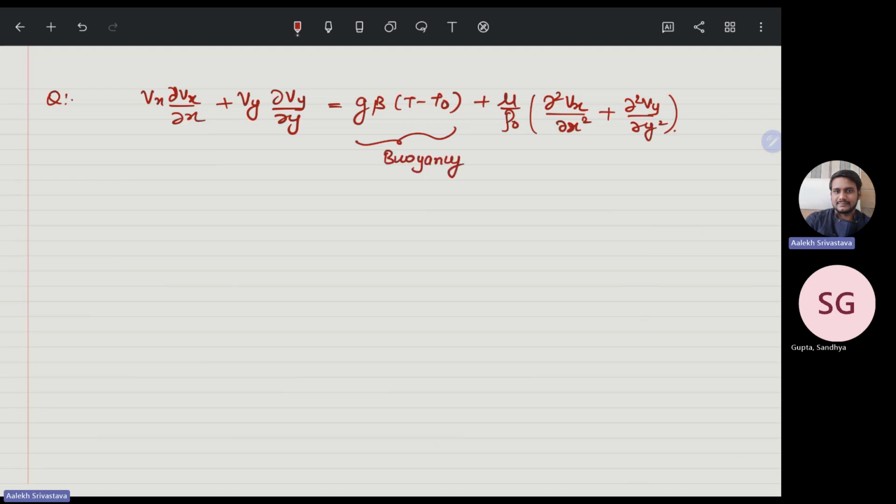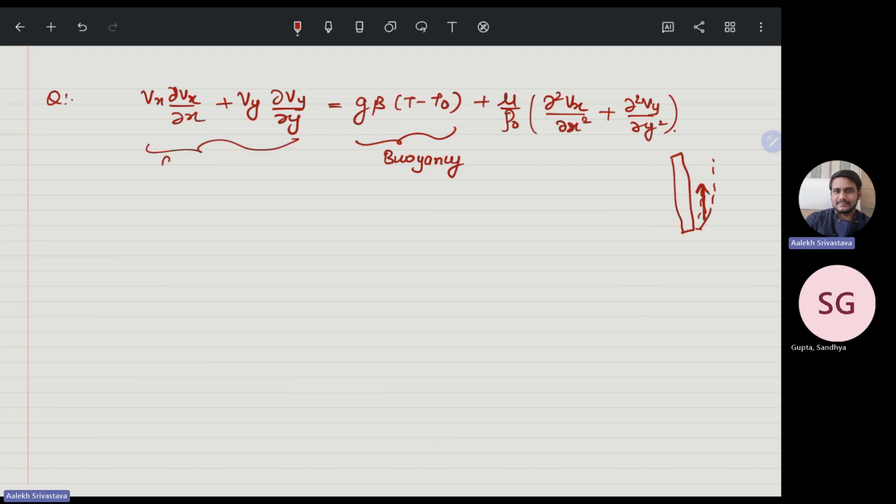So what is free convection? When you have a heated plate, the heat will induce the air to have a velocity at the top. Therefore, you will get a velocity not from any external means, but because of the density difference that will create the velocity.